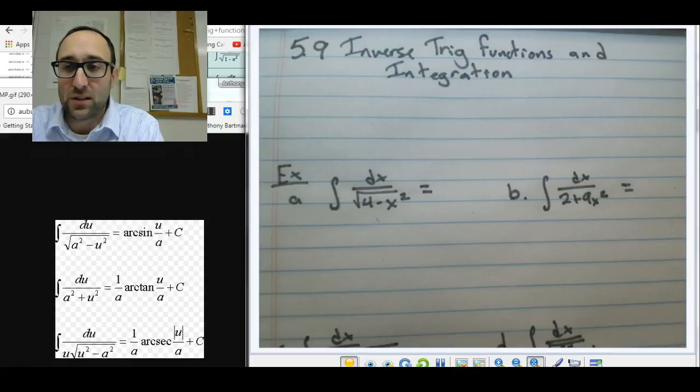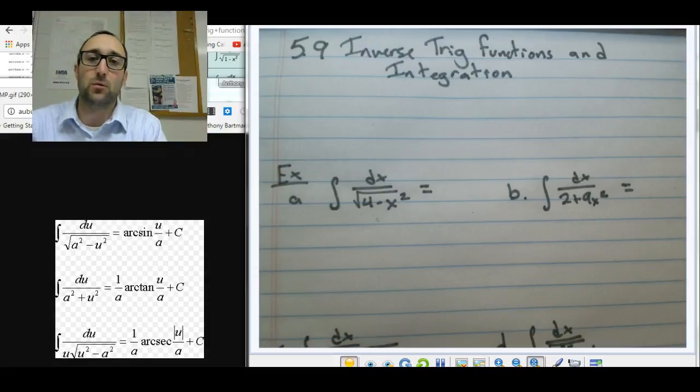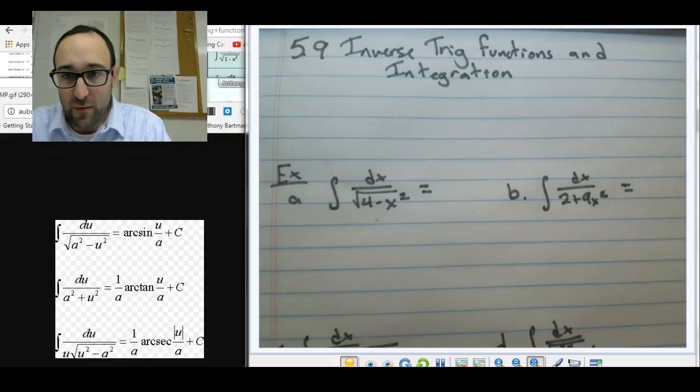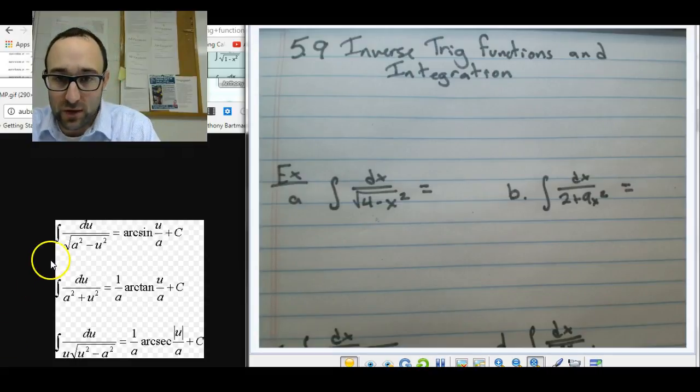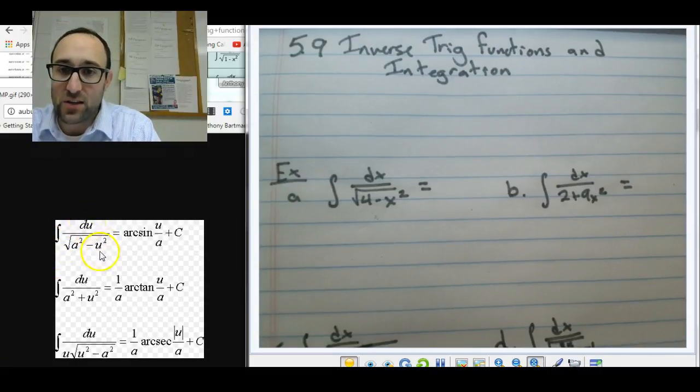Alright, so we're going to be doing basically the same thing that we did in the last section, but now we're taking the integrals rather than the derivatives. If you see below me, I've just got three of them: arcsine, arctangent, and arcsecant. You can see you've got a squared minus u squared, and u over a, and notice how it says du right over here. So u is kind of like our x. U is our variable, and a is just going to be a constant.